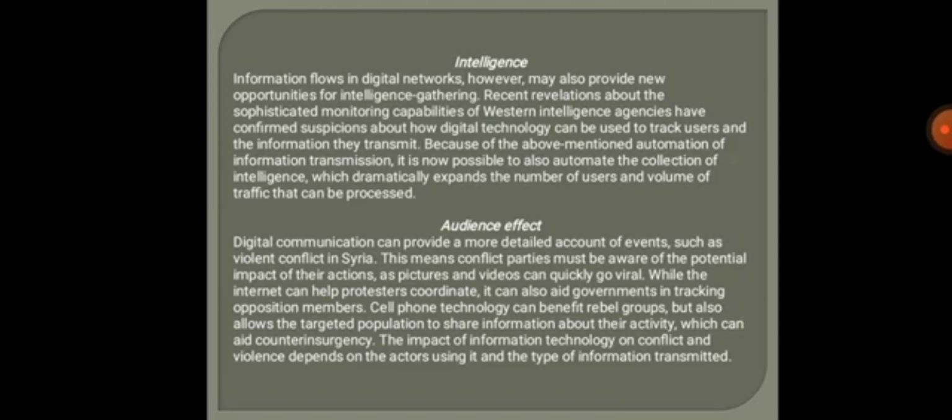The impact of information technology on conflict and violence depends on the actors using it and the type of information transmitted. For example, as much as protesters can coordinate with the help of the internet, it may at the same time help sinister governments trace activists and the members of the opposition. Cell phone technology may benefit rebel groups and make them more efficient in fighting the government.